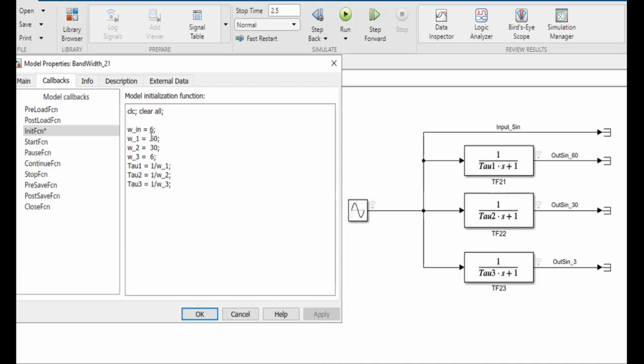Before that, as you can see here, omega 1 is 10 times the input frequency. Omega 2 is 5 times. Omega 3 is the same as the input frequency. So let's see if we get what we expect.